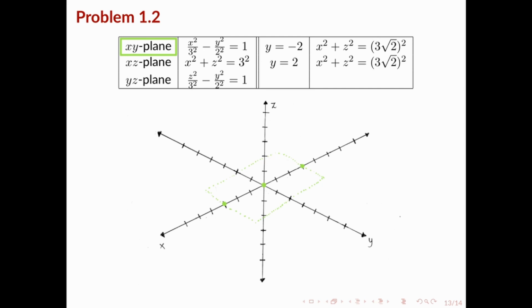We also have the center of the hyperbola over here at 0, 0, the origin. And that's enough information for us to draw it. And here we go. That's our first trace.